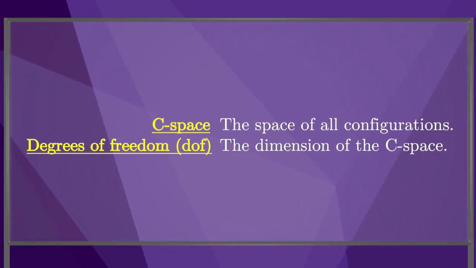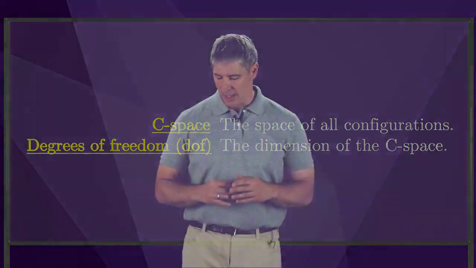The configuration space, which we often call the C space for short, is the space of all configurations of the robot. The number of degrees of freedom is the dimension of the C space, or the minimum number of real numbers you need to represent the configuration. As an example, this two-joint Tinker Toy robot has 2 degrees of freedom given by the angles of the 2 joints.